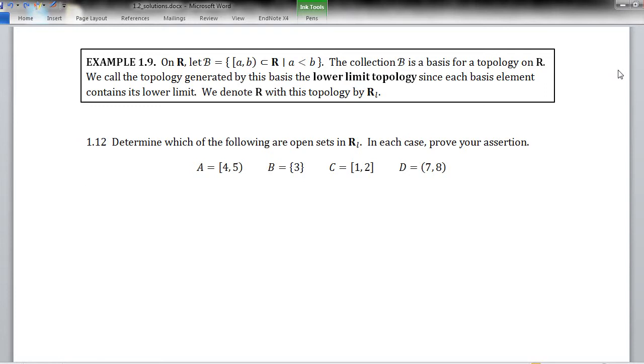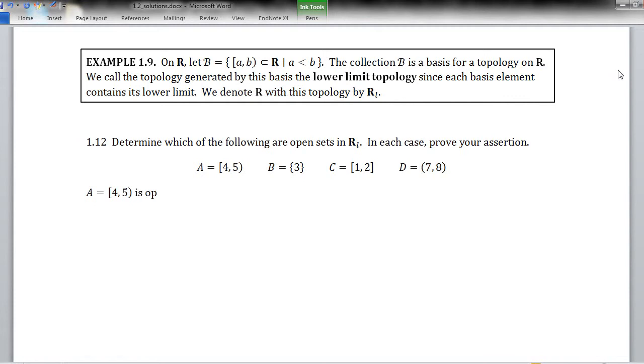Problem 1.12. Determine which of the following are open sets in R sub L. In each case, prove your assertion. So remember, the question we're asking is, can we write each of these sets as a union of basis elements? Okay, that's what makes it open in the topology generated by the basis. Well, let's begin with A, the interval from 4 to 5, including 4.